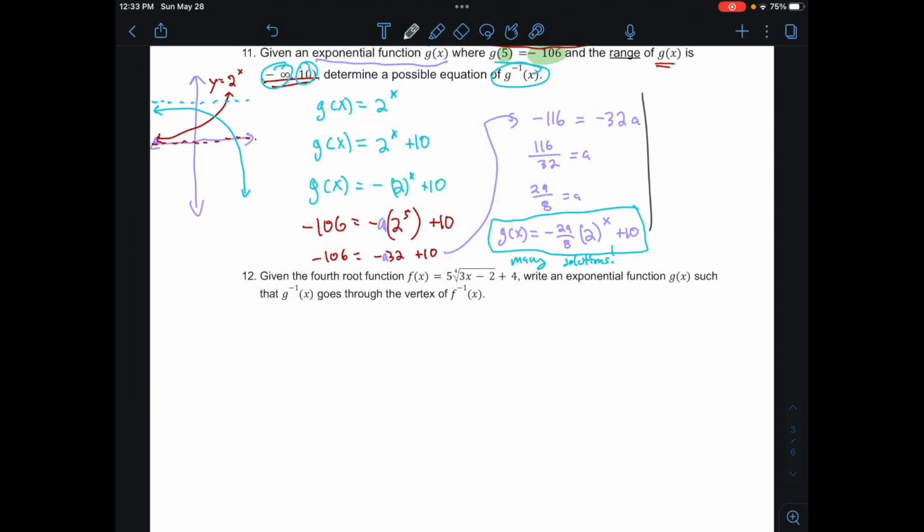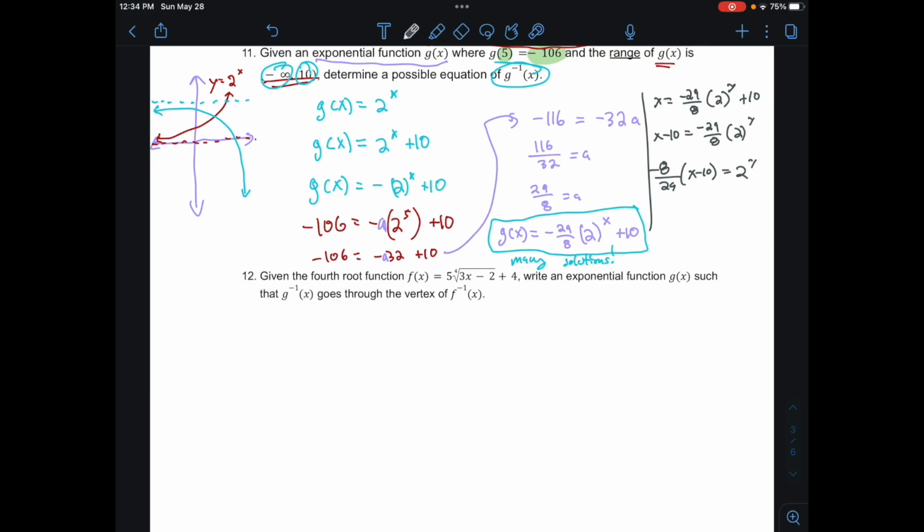We want g inverse x. So we're going to flip x and y. So we're going to say x equals negative 29 over 8 times 2 to the x plus 10. x minus 10 equals negative 29 over 8 times 2 to the power of x. I'm going to multiply by the reciprocal to divide away that a value. So I'm going to end up with negative 8 over 29, x minus 10 equals 2 to the y. I seem to have a habit of doing that. I'm supposed to switch x and y. 2 to the y.